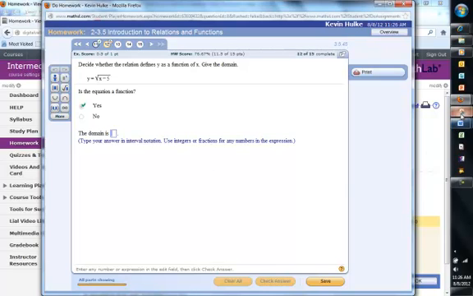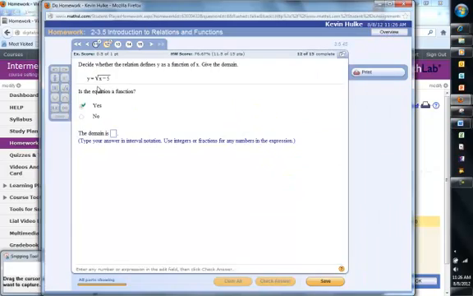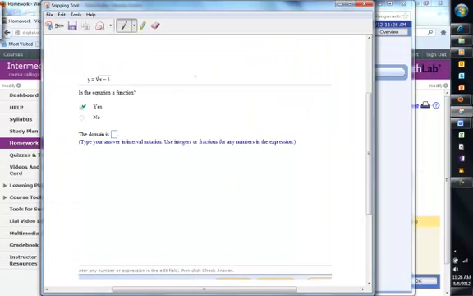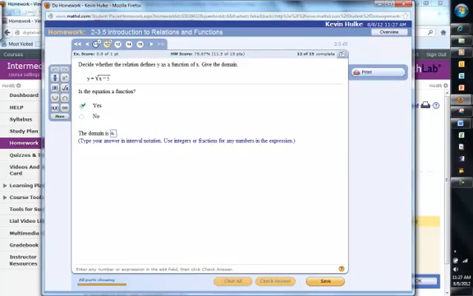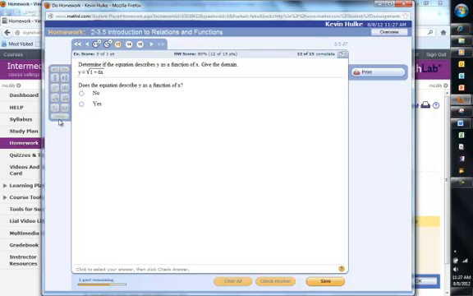Now you have to be careful here, because for the domain, this number, x minus 5, has to be greater than or equal to 0. So add 5 to both sides. X has to be greater than or equal to 5. So our notation will be bracket, 5, infinity, close parentheses.